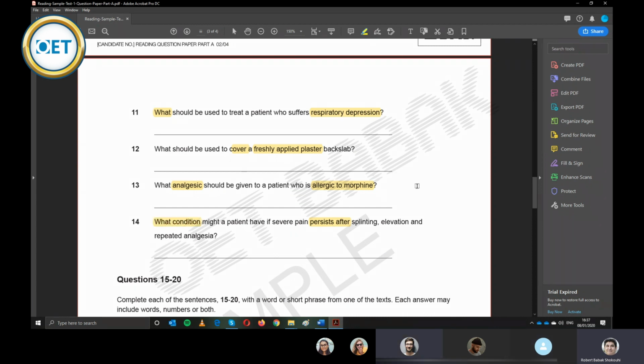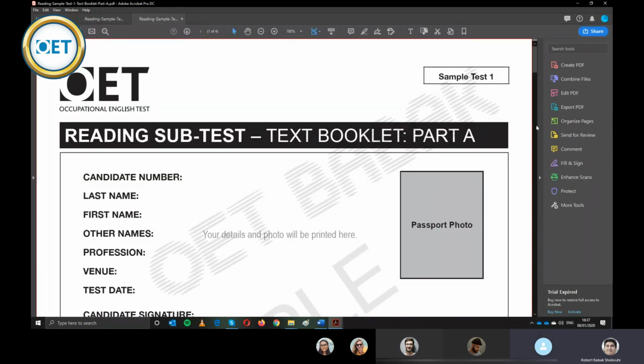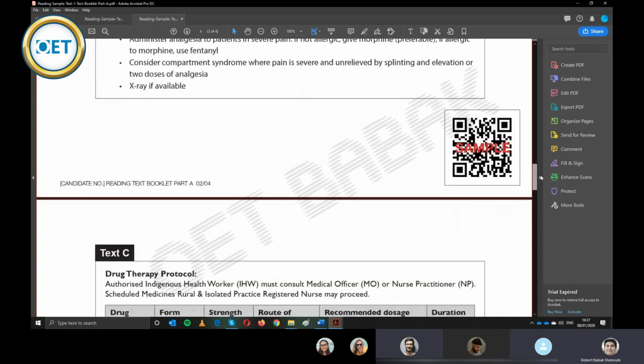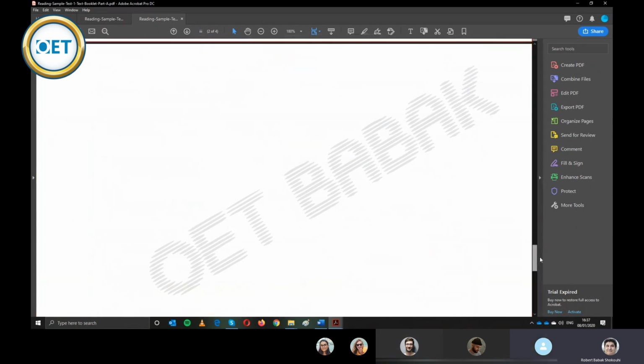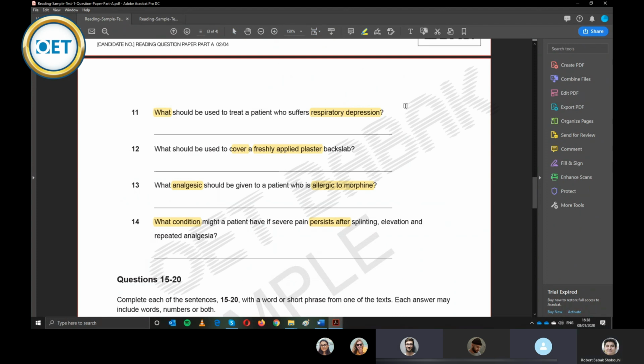Okay. So then we can quickly go and look at the text. As you can see, this is fractures, dislocations, sprains, text A, text B, text C, text D. Okay, and that's it. So quickly we look. Fractures. Right, what was the first question? Remember? No. Okay.